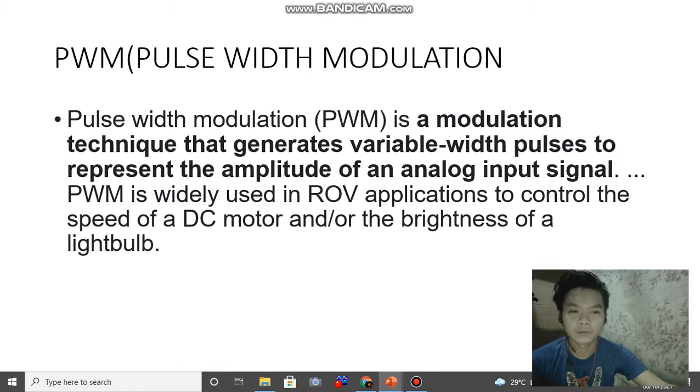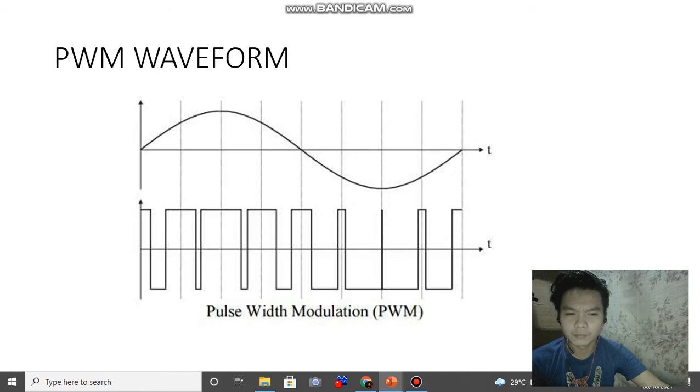So this performance task 3 is about pulse width modulation. So what is pulse width modulation? Pulse width modulation is a modulation technique that generates variable width pulses to represent the amplitude of an analog signal. Pulse width modulation is used for ROV applications to control the speed of a DC motor, or in applications such as controlling the brightness of a light bulb.